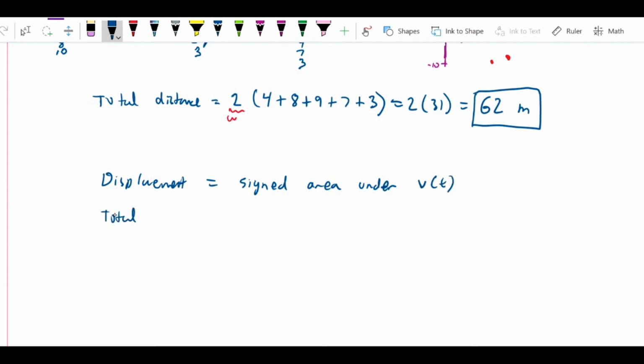Total distance is equal to the area under the absolute value of v of t. In other words, the function that we get when we simply take any value of the velocity function that's negative and make it positive. I could say the signed area, except that when we're using the absolute value of a function, there's no issue of the sign because there are no negative values, so I'm just calling it the area under the velocity function.